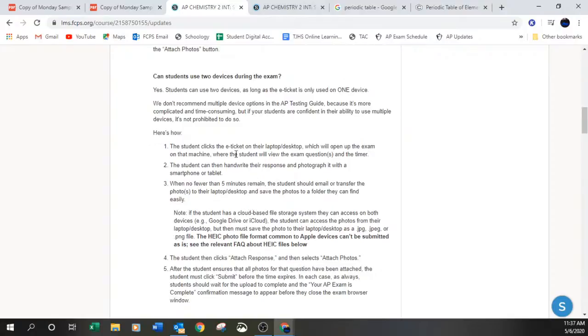There was a lot of discussion on my listserv about using 2 devices at the same time. Now, the e-ticket thing. You're going to get an e-ticket, you're going to open it. They are saying to use that on one device. They had initially said that you possibly might be able to use it on 2 devices, but they've since changed their mind and said that you can only use the e-ticket on 1 device.